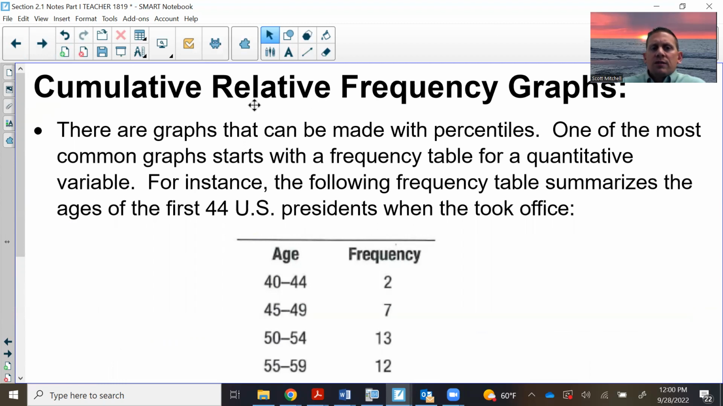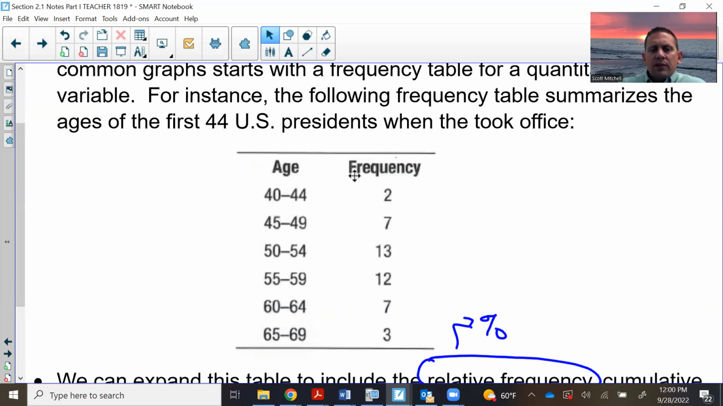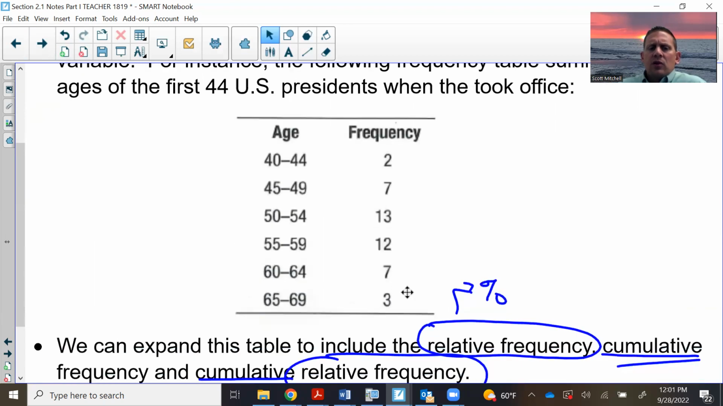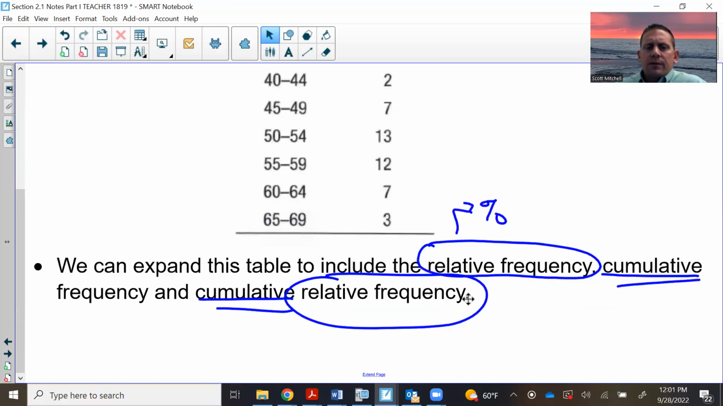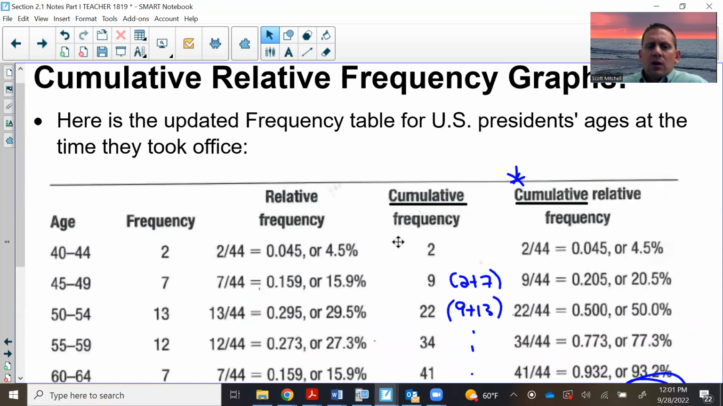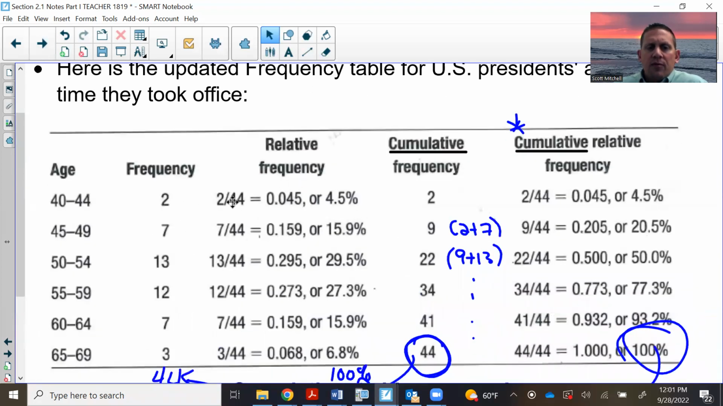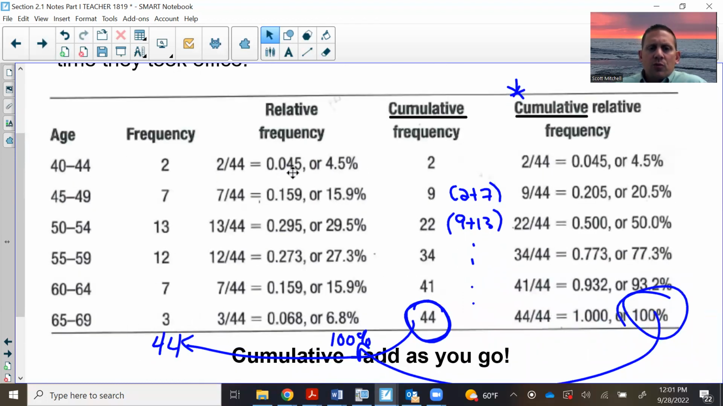So we talk about cumulative relative frequency graphs. We talked about some frequency graphs before. These are the ages of the presidents. Most presidents, and again, this is from several years ago, I don't know that our last 2 presidents may be on here. If we expand this to include relative frequency, you're going to take 2 and divide by 44, 7 divided by 44, 13 divided by 44, and you're going to do that for all of them. So here's your relative frequency.